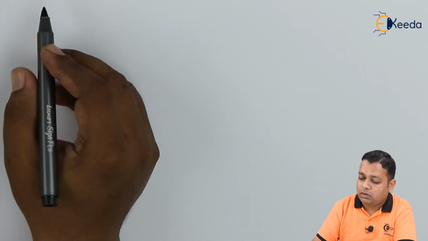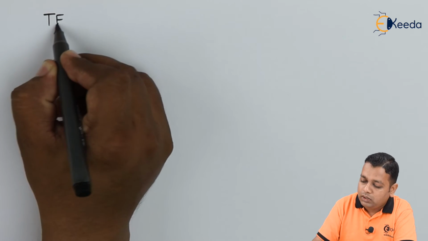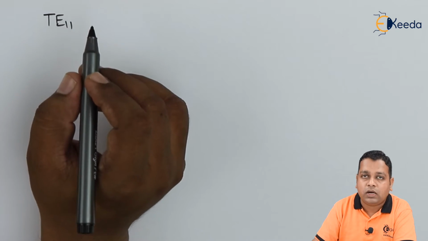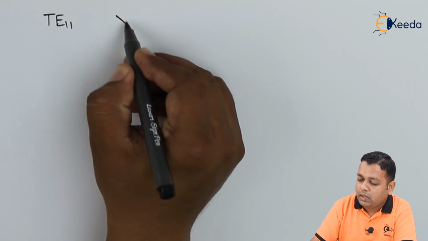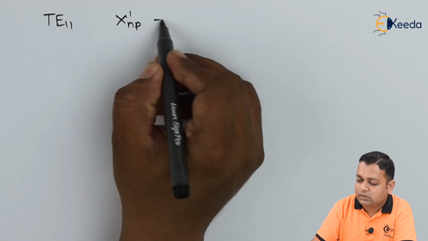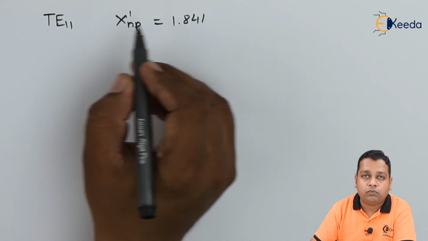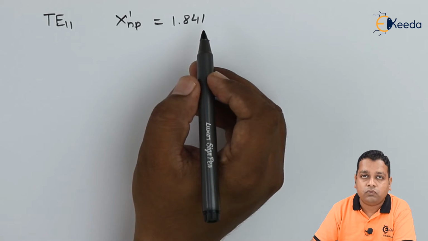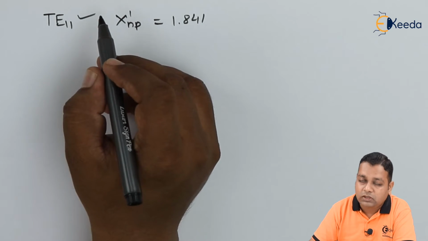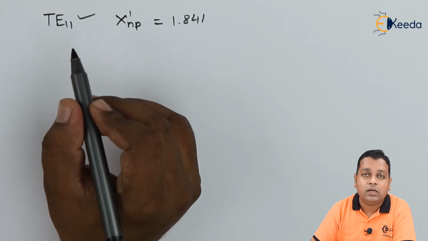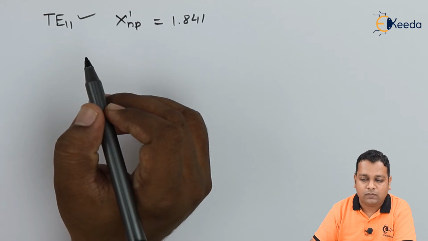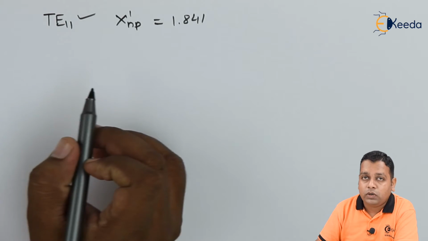But as far as the dominant mode is concerned, we have gone through the field equations corresponding to the transverse electric mode. So for transverse electric mode, for TE11, we have obtained the root value for x dash np, we can say in general. So it was obtained to be 1.841, smaller than this one, that is 2.405. Hence this one is treated as the dominant mode of wave propagation in the circular waveguide here.